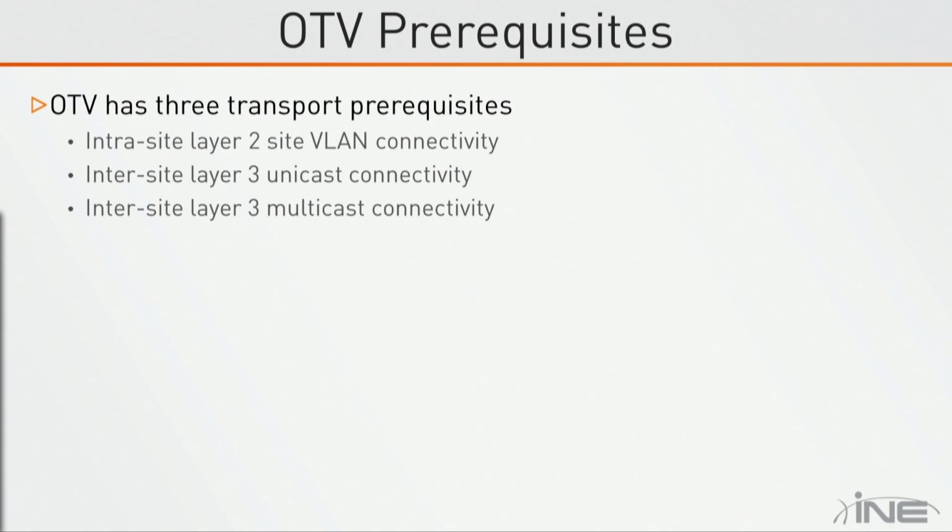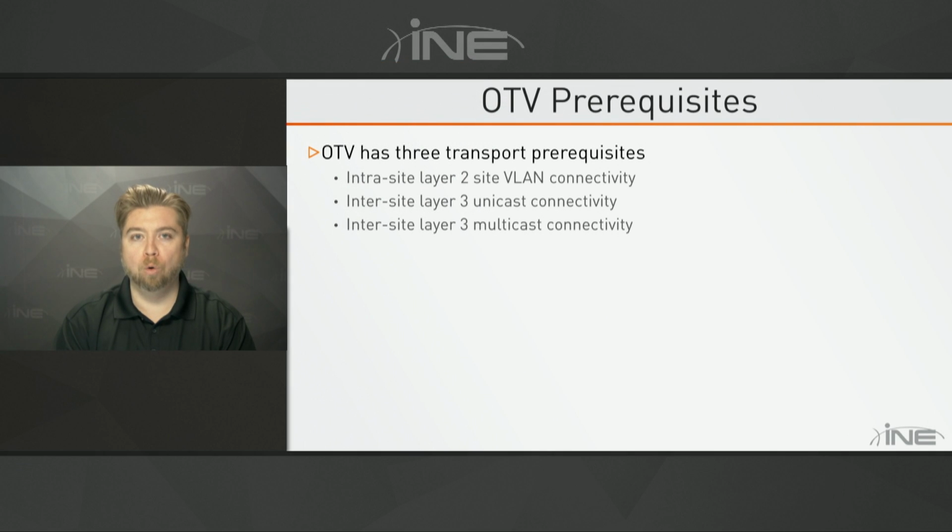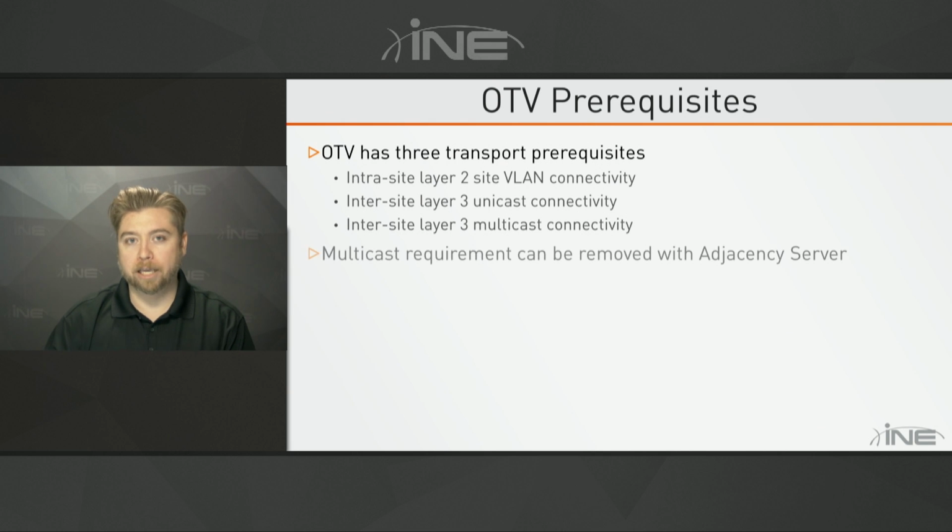Within an individual site, when we have two or more edge boxes that are tunneling OTV, which are then called the authoritative edge devices, those boxes will need not only IP reachability to each other, like to be able to ping, but they'll also need a regular layer 2 classical Ethernet transport, like a layer 2 trunk link between the boxes. We'll come back in later examples and talk about how we can remove the requirement for multicast, which is going to be with the adjacency server. But in this example, we're going to have the edge devices essentially directly connected.